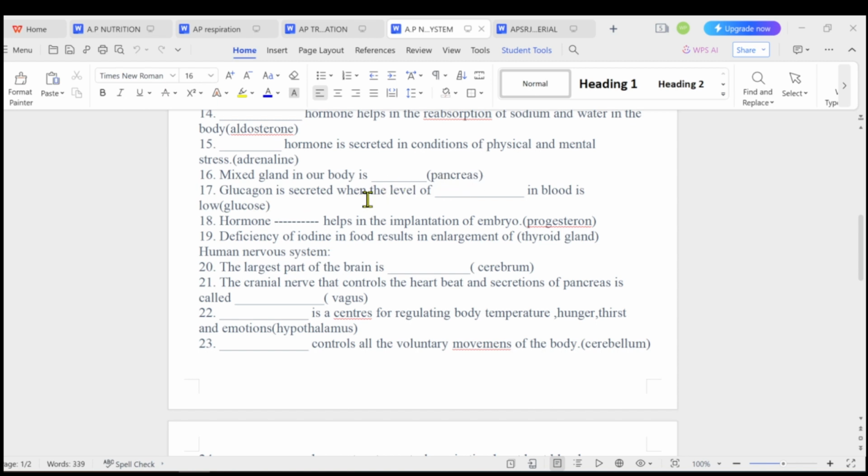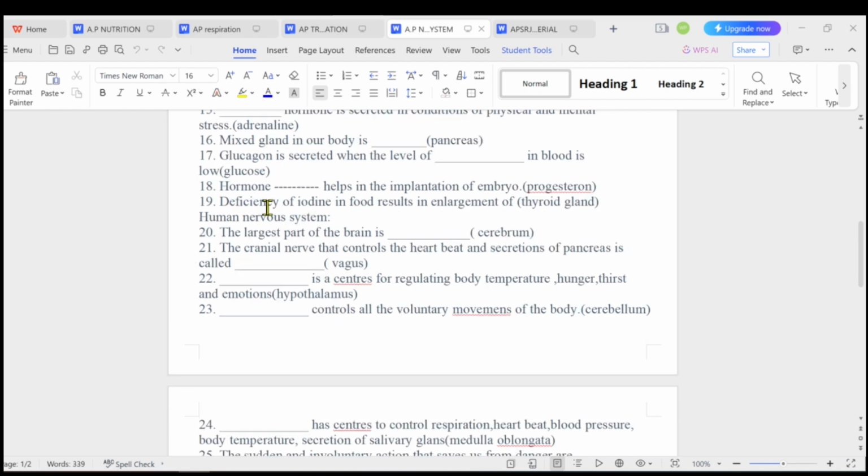So glucagon is secreted when the level of glucose in the blood is low. When the glucose levels are less in our body, glucagon, the reserved food which is stored in the liver, will be secreted so that it will maintain the sugar levels in the blood.